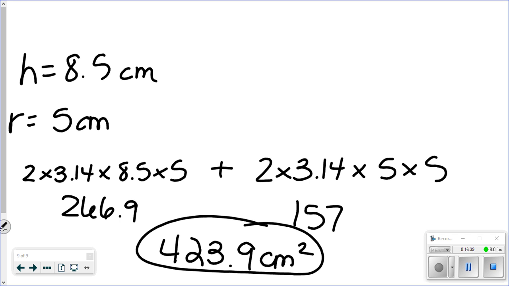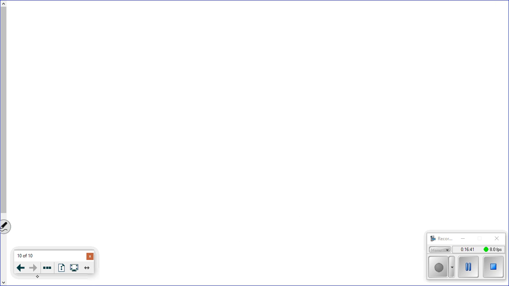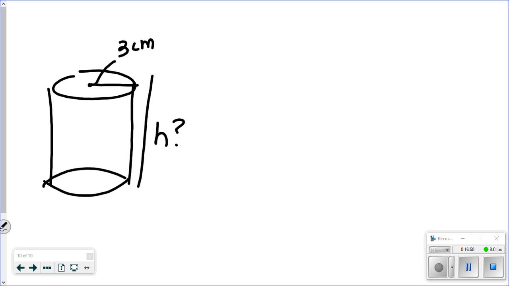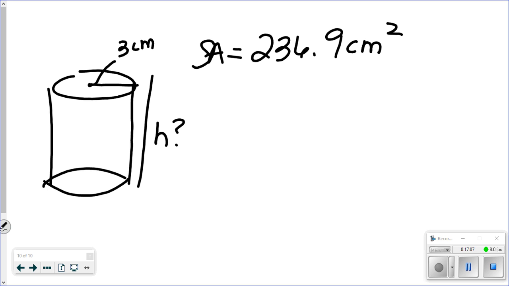Pretty simple. The last thing I want to talk about is if we know the radius and we know the surface area, but we don't know the height. So let's say here's your pop can. The radius we'll say is 3 centimeters. My height I don't know. My surface area is 236.9 centimeters squared.